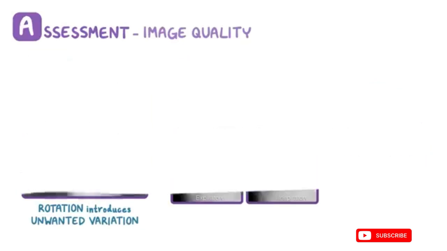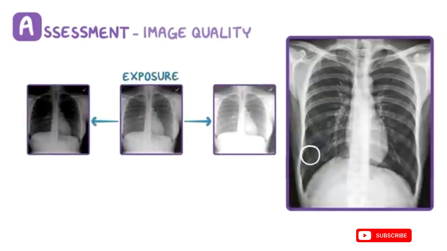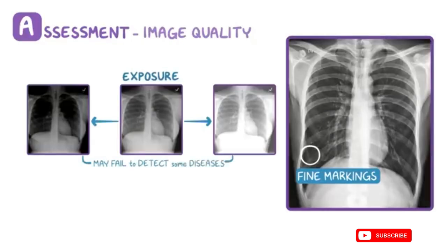Finally, we need to make sure that the exposure isn't too bright or too dark. To check for this, you can look for fine markings in the lung fields to make sure they're visible. If the fine lung markings aren't visible, then the X-ray may fail to detect some diseases.